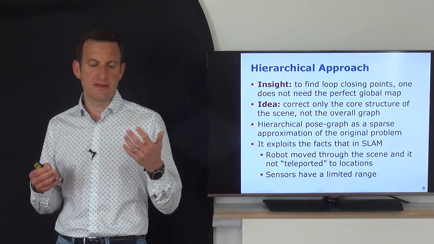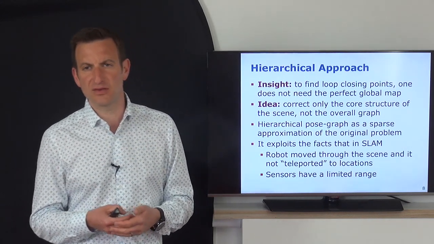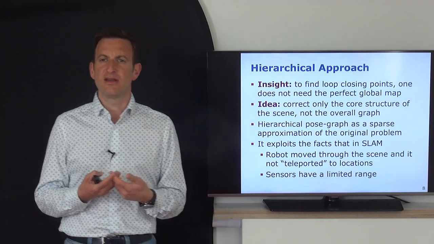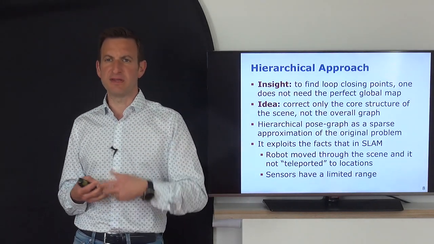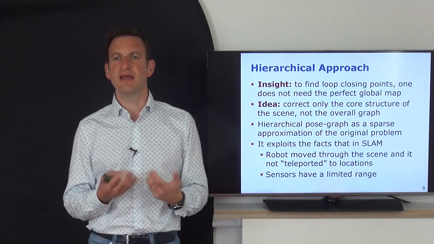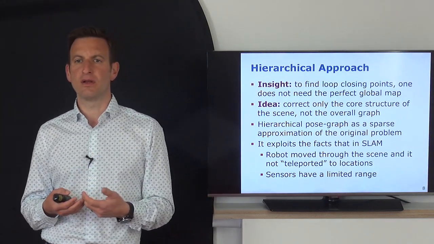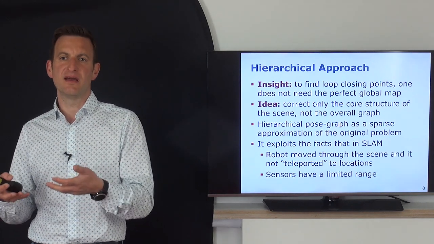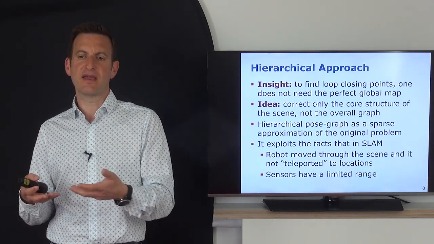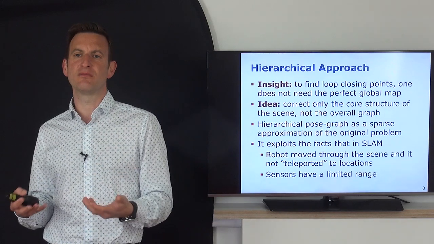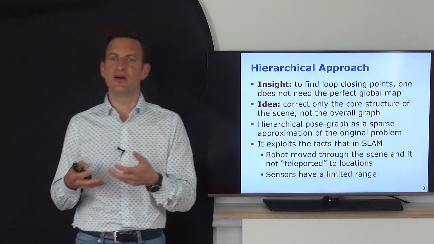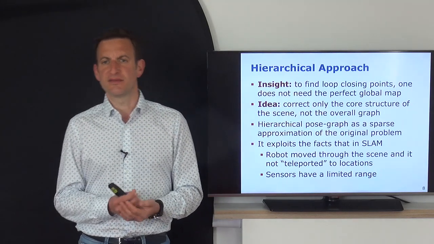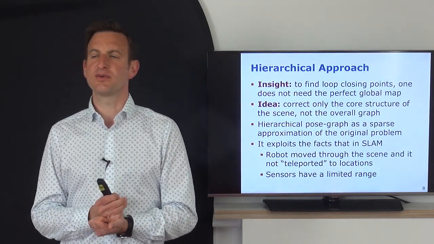And this also exploits several other facts that we can observe in these robotic problems. The first thing is the robot is not jumping around through the environment, it cannot be teleported to other locations. Typically, everything the robot does is very local. So by optimizing only its local map, it will have a good map of the environment where it is, and we just need to have a rough idea about the topology in order to check for loop closures. And the second thing which is important, we typically have sensors which have limited range.